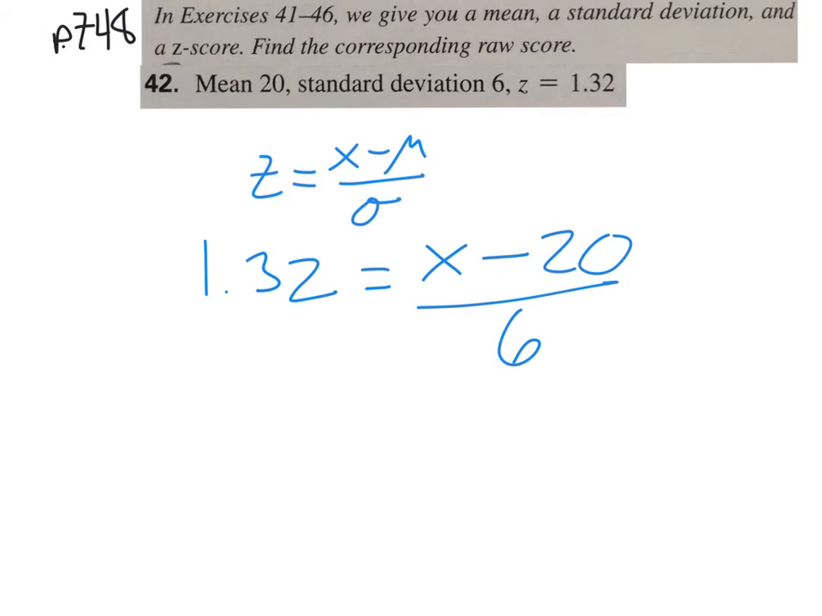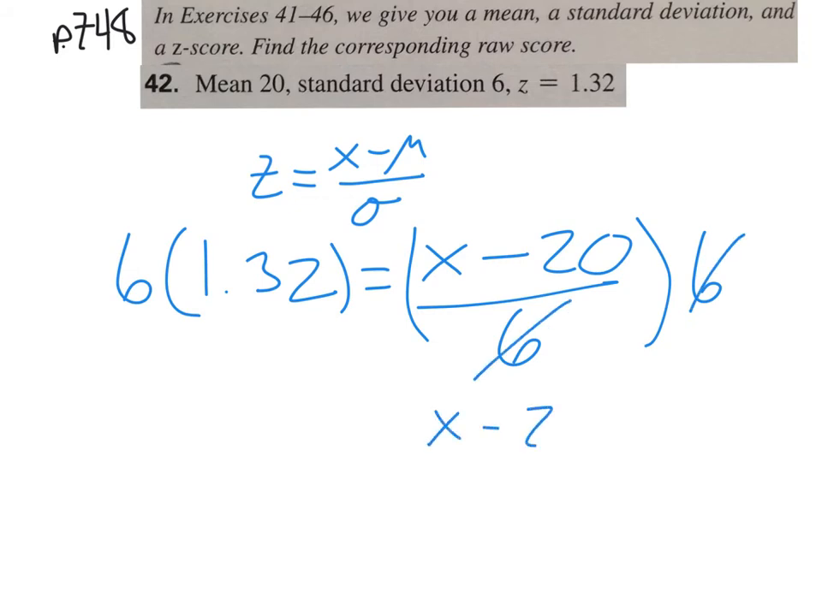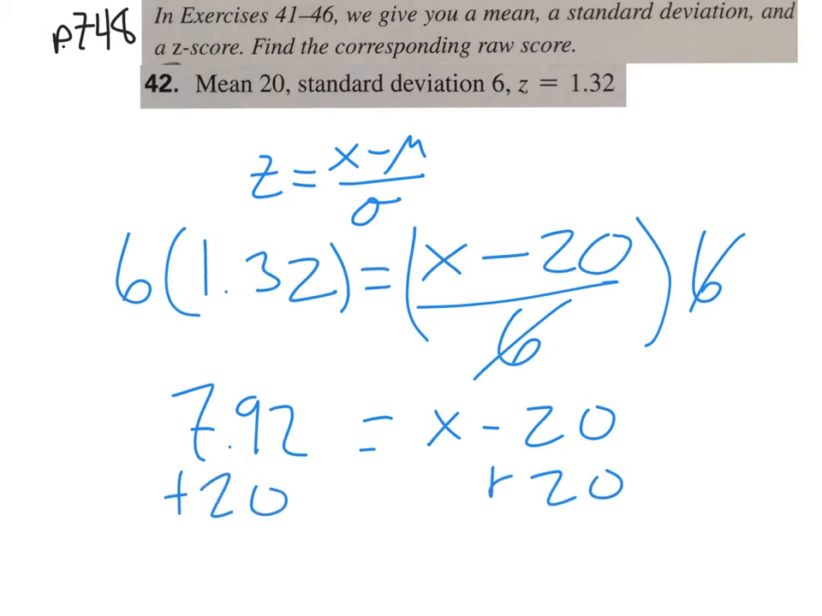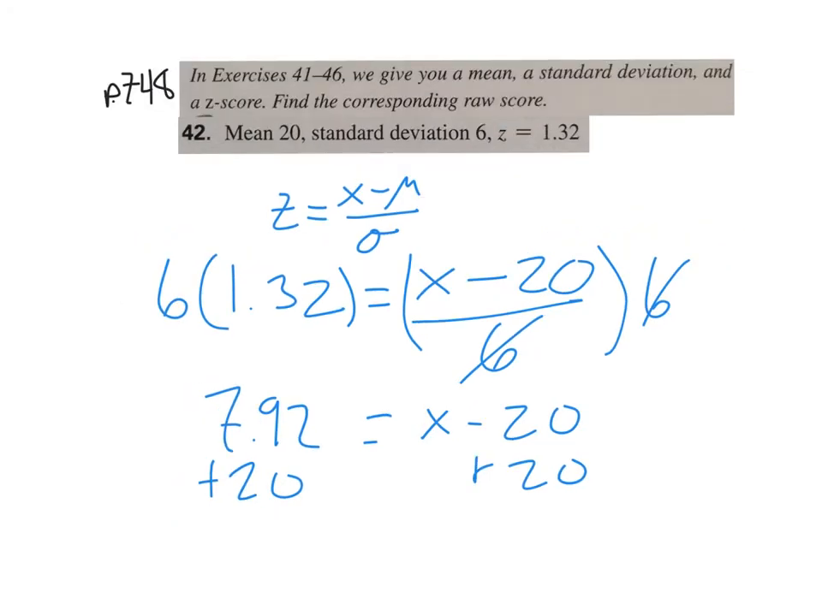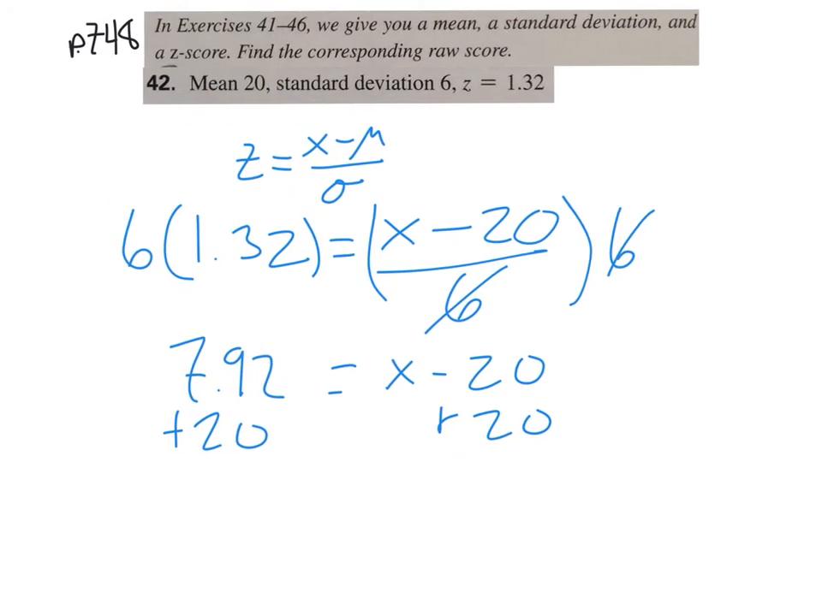Again, I'm just plugging in the pieces I have into the formula, and this time I want to solve for x. If you want to solve this equation for x, first get rid of the 6. Multiply both sides by 6. It cancels out here, so we get x minus 20. Over here you get 6 times 1.32, which is 7.92. Then obviously, to solve for x, add 20 to both sides. And you should get x equals 27.92.